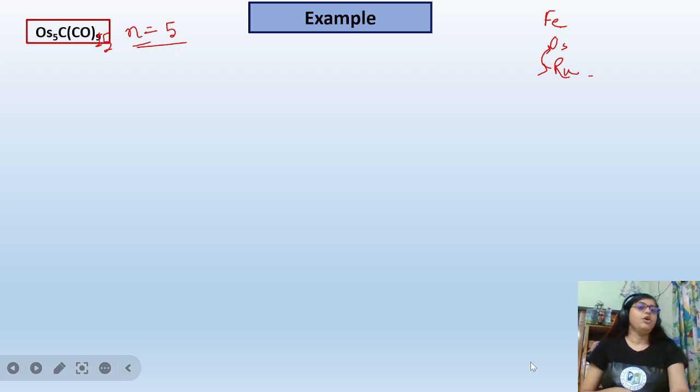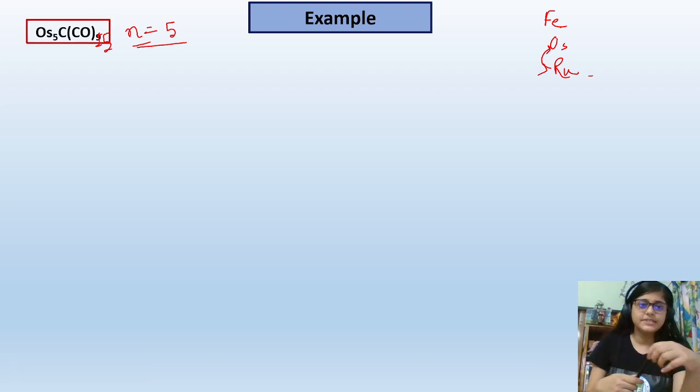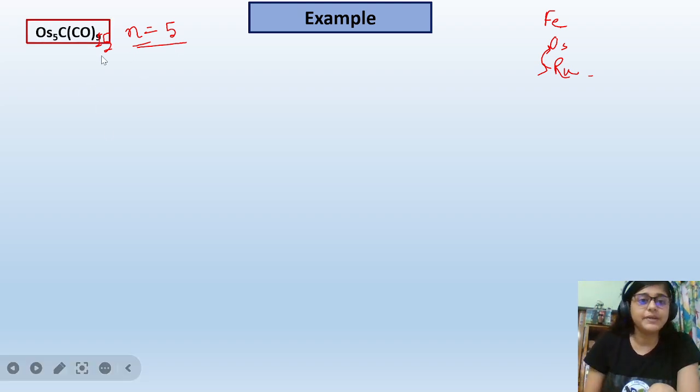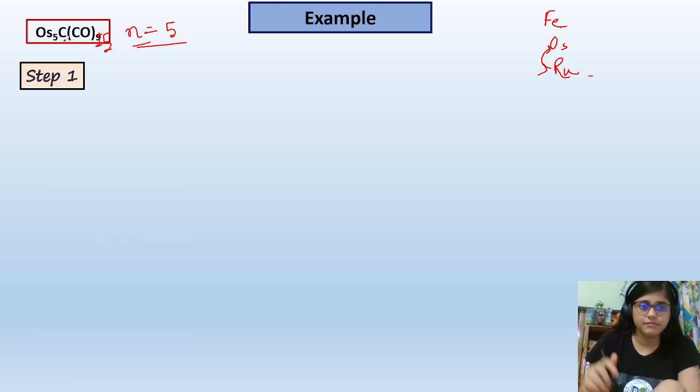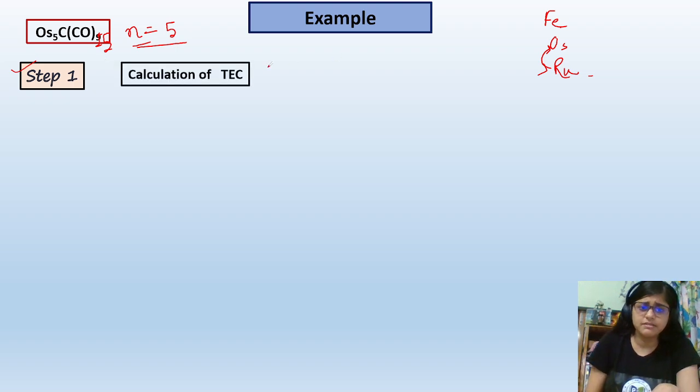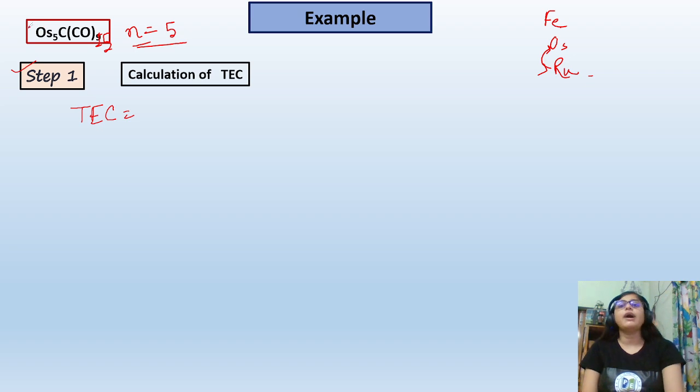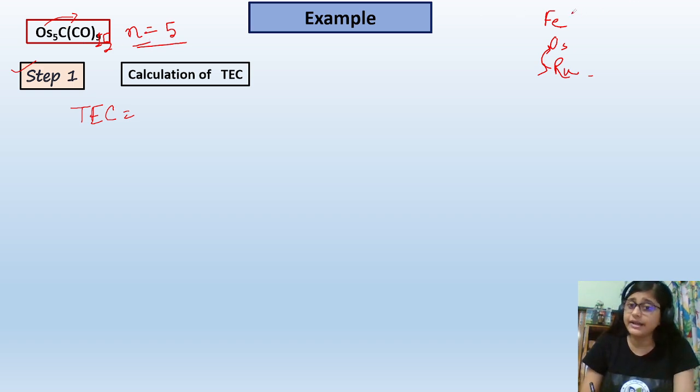Okay, so Os5C(CO)15 will be there. Okay, 15, the correct thing. I have corrected it actually. Previously, I had recorded once, and that was not good. So step 1 is the calculation of TEC. We know, and as I was telling you, you have to have the idea that Os is from which group, and how many d electrons are present. Okay, that you have to know.